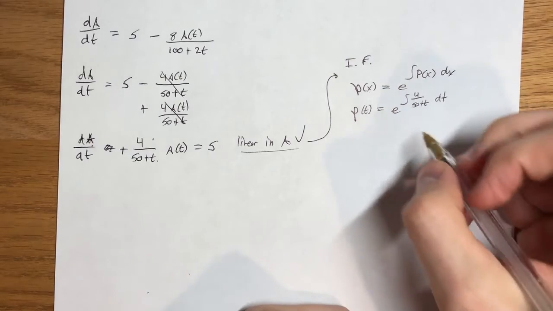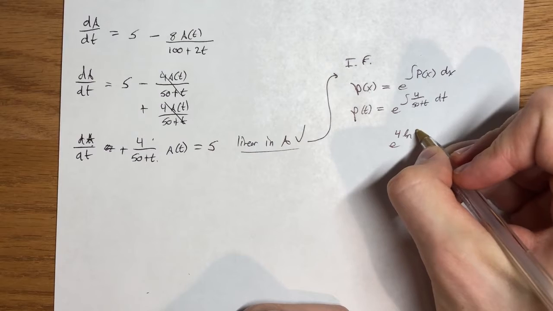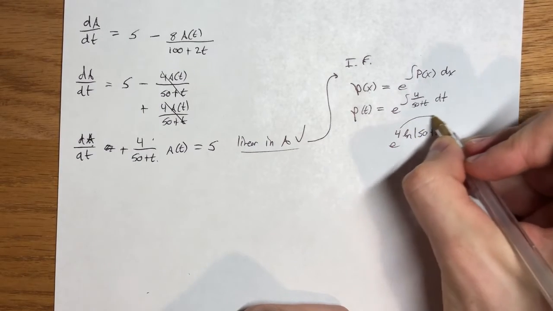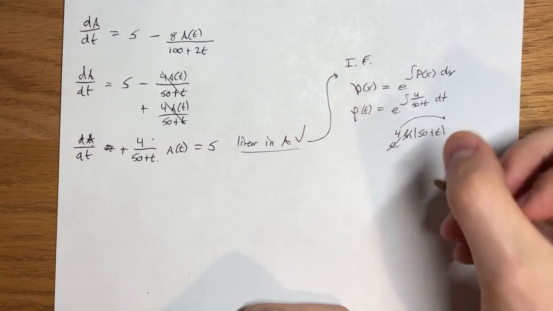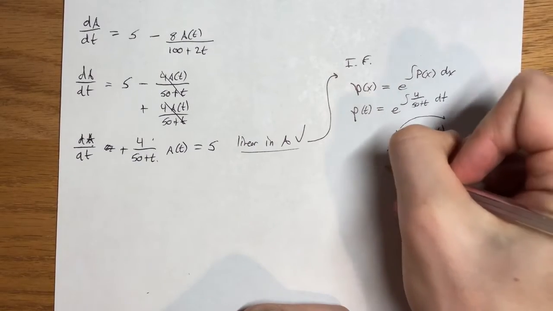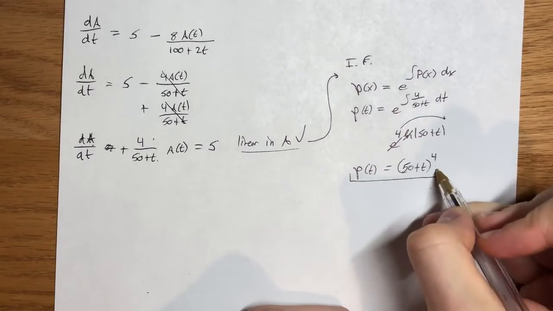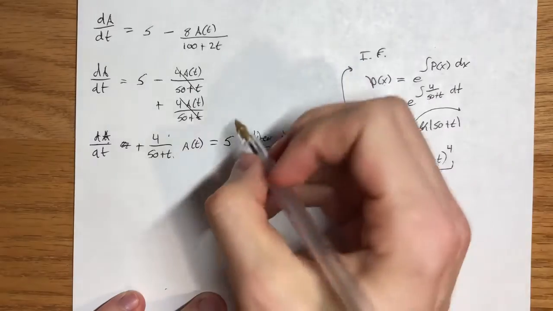And if we integrate this, we find that we get e raised to the 4 natural log of 50 plus t. Moving the 4 up into the exponent, we can then cancel the natural log and e, and we are left with 50 plus t raised to the 4th power is equal to our rho of t. Now that we have our simplified integrating factor, we need to multiply this by both sides of our equation.